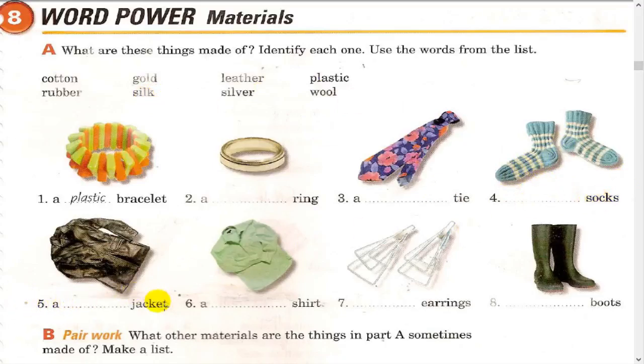5. A leather jacket. A cotton jacket. A wool jacket. A cotton shirt. I have also a silk shirt. 7. Silver earrings. Gold earrings. 8. Rubber boots. We have also leather boots.